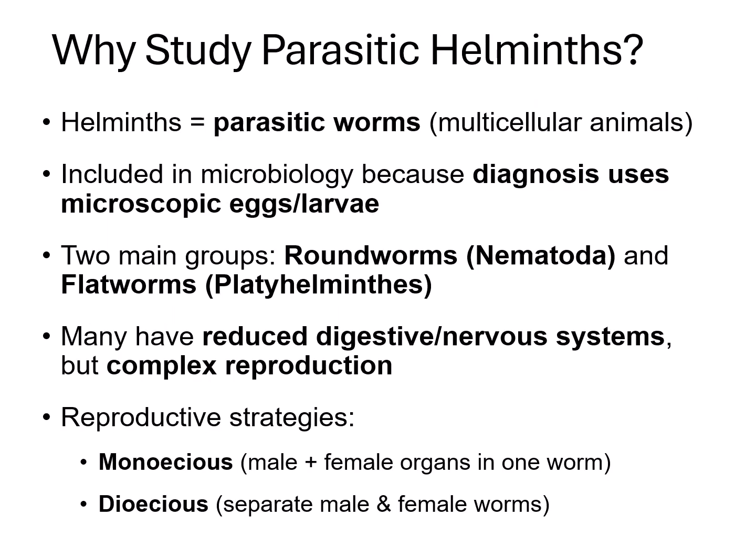Helminths are multicellular animals. They're worms. So why are they in microbiology? It's because we often identify them through microscopic eggs and larvae. That makes them important for diagnosis in the lab. We generally group them into two major categories: the roundworms, which are part of the phylum Nematoda, and flatworms, which are in the phylum Platyhelminthes. And sometimes you'll just hear them commonly called nematodes and platyhelminths.